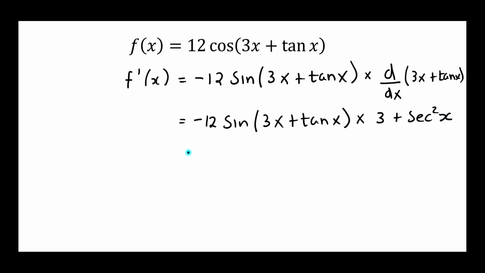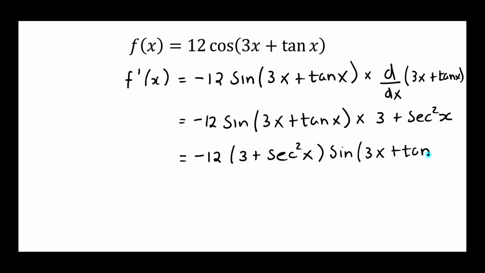Then that would give me, so I would need to bring this over here. And that would be minus 12. So then I have 3 plus secant squared x times sine 3x plus tan x, and that would be my final answer.